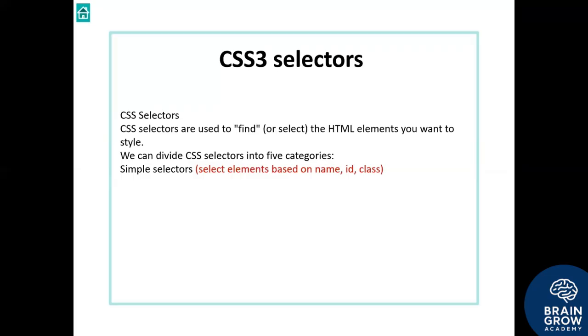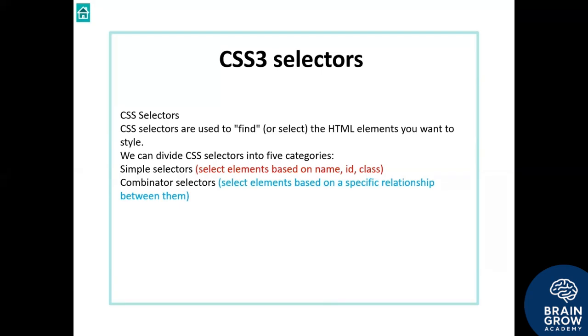Based on the type of element, like class or ID. With simple selectors, we can, for example, select tags like h1, h2, paragraph tag, the div tag, and so on. Next, we have the combinator selectors. So they have unique names and they select elements based on the relationship between them.